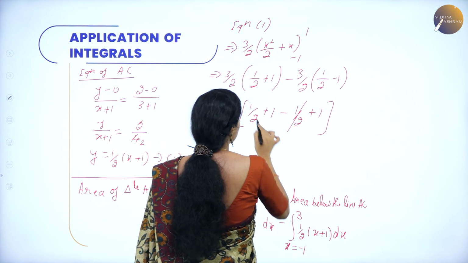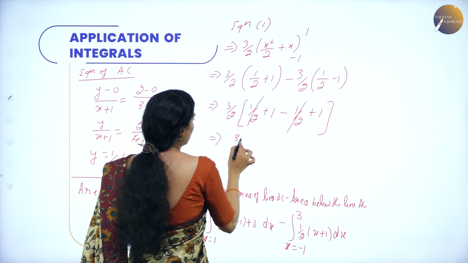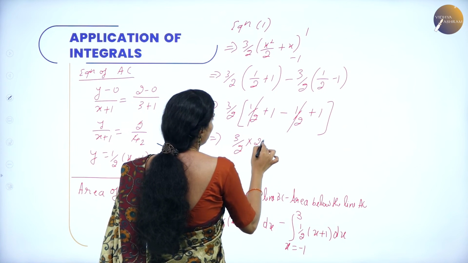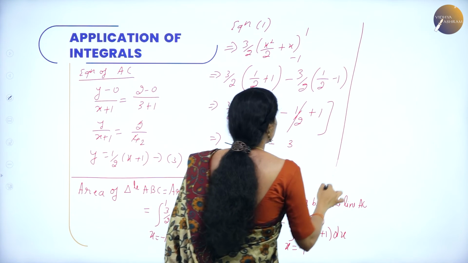So you are going to get minus half plus half will get cancelled. Remaining answer is 1 plus 1, which is 3 by 2 into 2, which is nothing but 3. Okay. So this you have to remember. Next let me solve the second one.